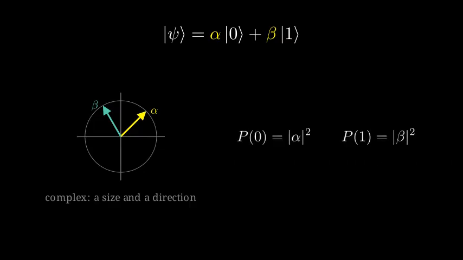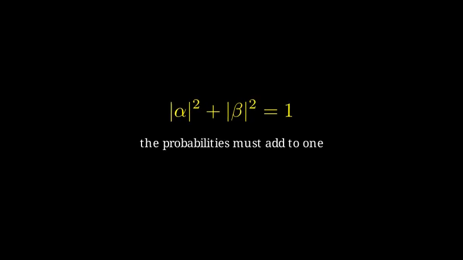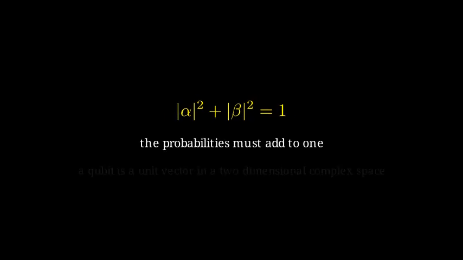The probabilities only show up when you measure, and they are the squared magnitudes of the amplitudes. The size of alpha squared is the chance of seeing 0. The size of beta squared is the chance of seeing 1. And because those two chances have to cover every possible outcome, they are required to add up to 1. Written in amplitudes, the size of alpha squared plus the size of beta squared equals 1. That single equation, the probabilities must add to 1, is the only constraint we ever place on a qubit.